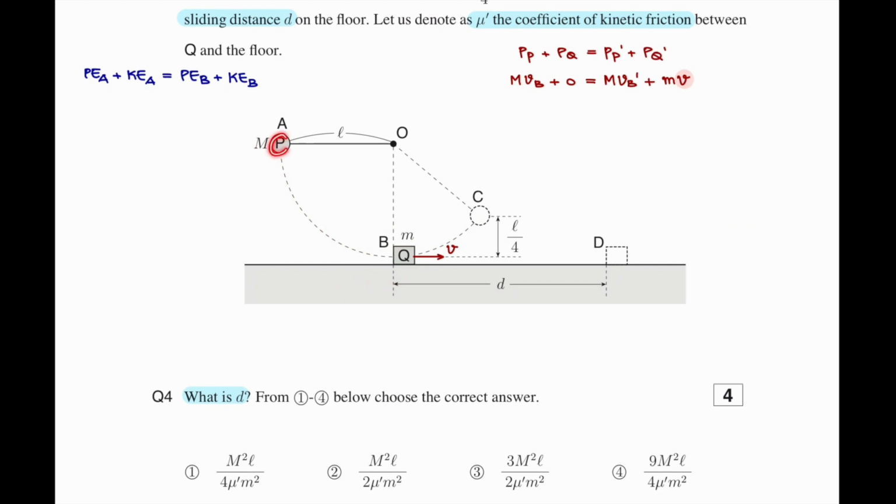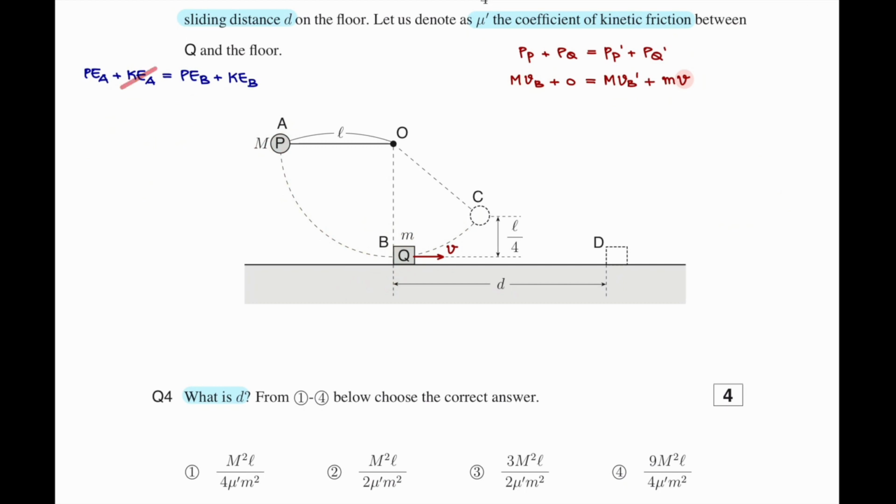Since object P is gently released from position A, the initial speed of object P is equal to 0. Since the initial speed is 0, the kinetic energy is 0, because the formula of kinetic energy is half mv squared. If the speed is 0, then the kinetic energy is 0. I can cancel out this one.